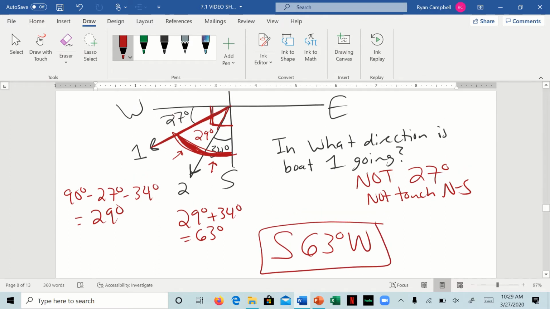So don't let another line make that confusing for you, right? You're always going from your direction to the north-south line. No matter how many lines you have to pass through, you're going from there to the north-south line. That's super important.